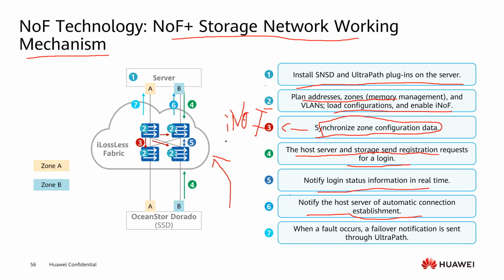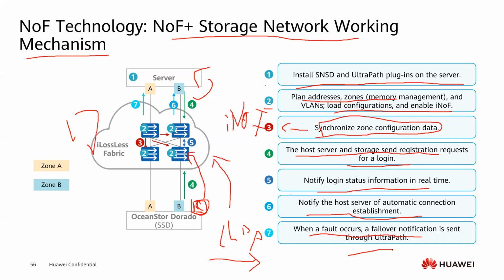How does plug and play work? For example, if you add a new controller, C, and you add an interface, a connection to the switch, the switch will use LLDP to discover the storage server, and then it will use NOF to synchronize the information to other switches and to other servers. When a fault occurs, a failover notification is sent through Ultrabus.